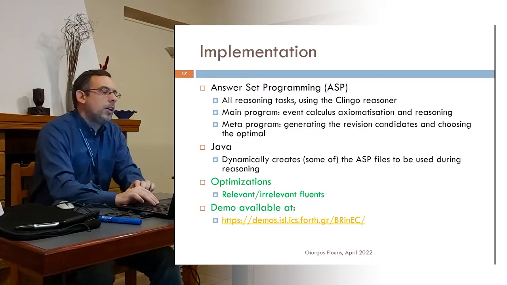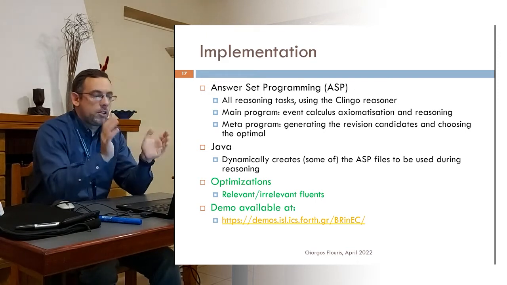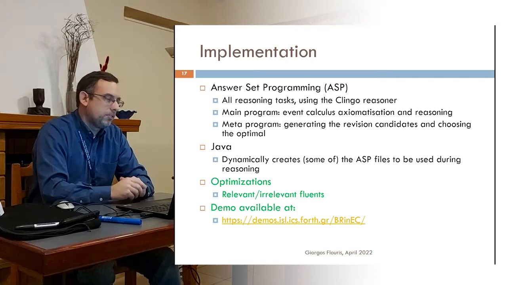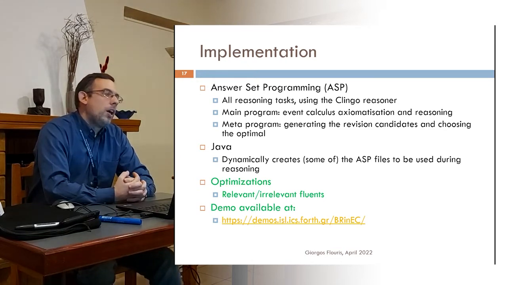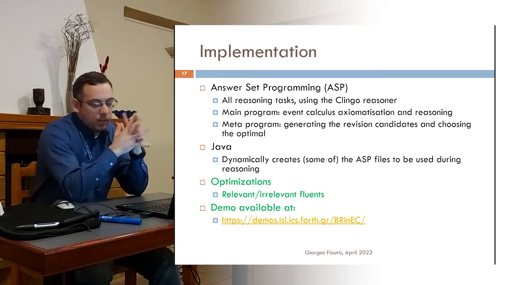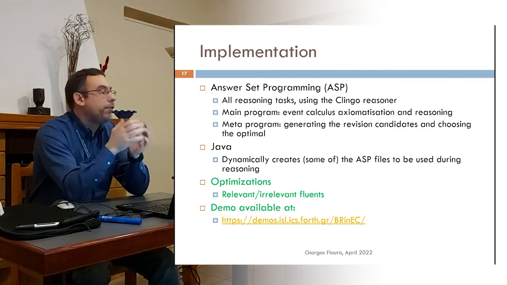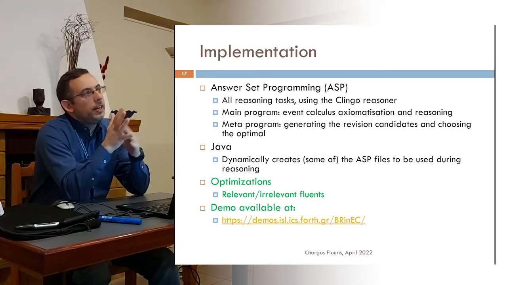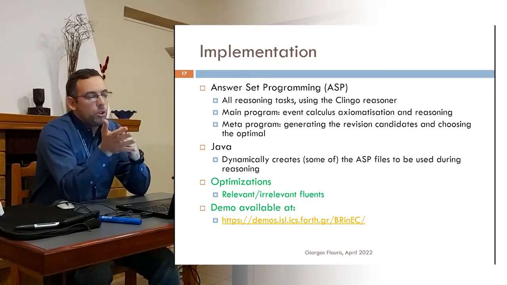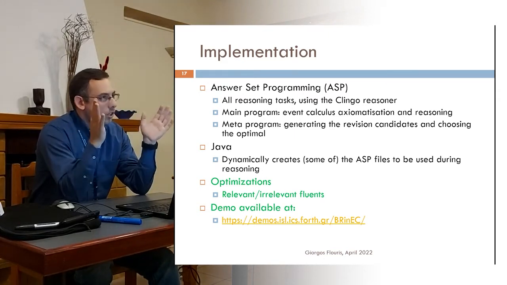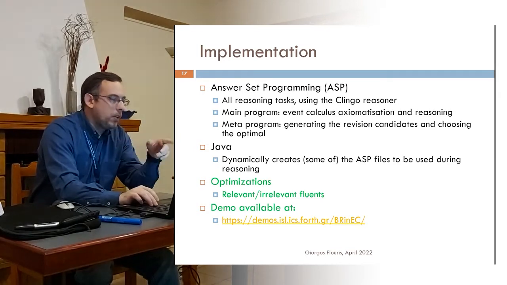Now, implementation happened using answer set programming. Most of the work is done there. We also have a Java component which orchestrates the different answer set reasoning tasks. We also performed a few optimizations. The relevant and irrelevant fluents optimization goes as follows. We created a formal way to identify fluents that are definitely irrelevant to the situation that caused the inconsistency. And for these fluents, we don't even consider changing them, due to the principle of minimal change. And this allows us to significantly reduce the search space and be more efficient. There's also a demo available on our website, in case anyone wants to visit.